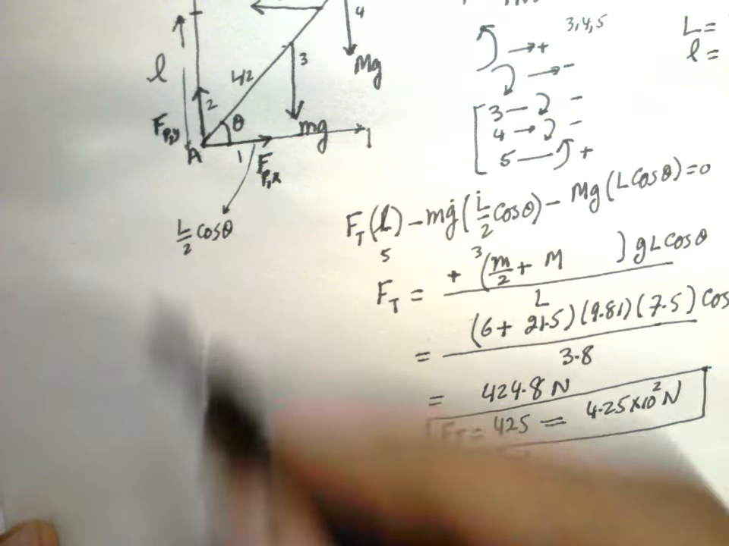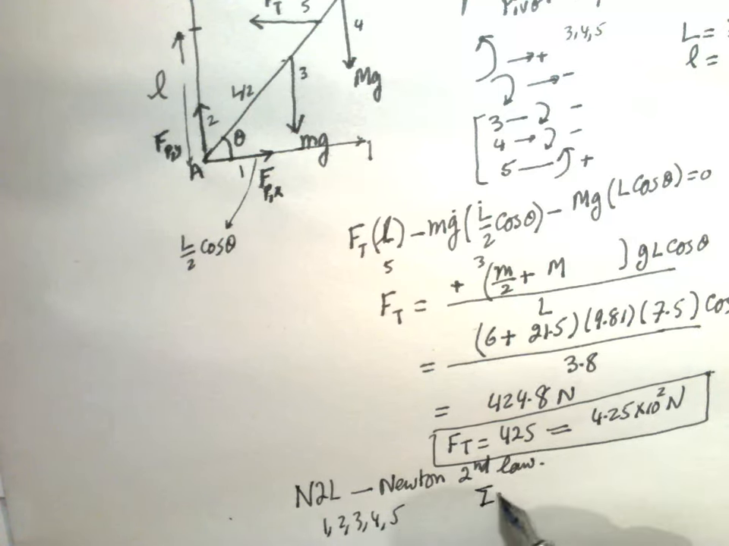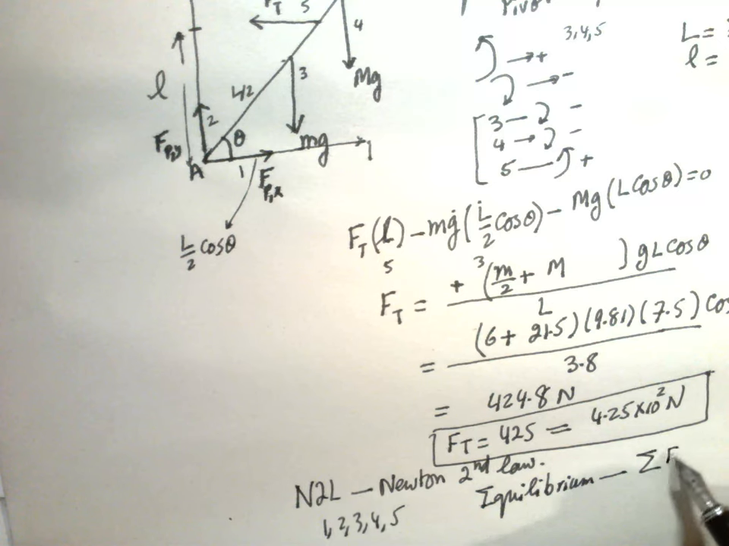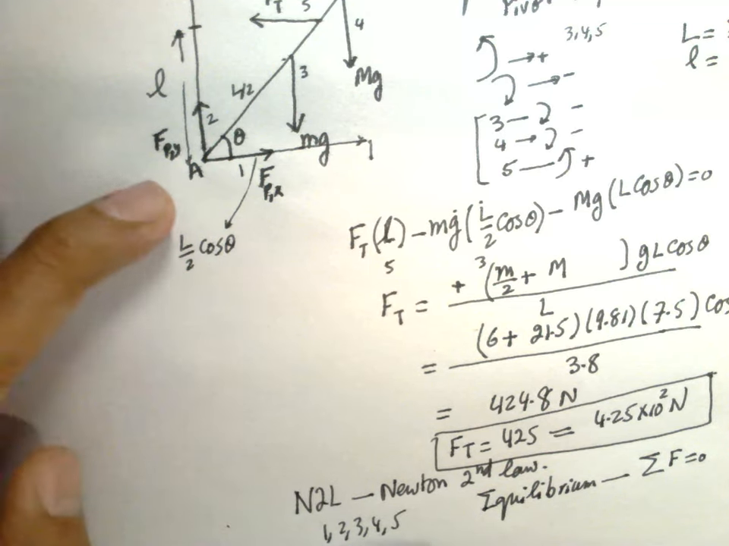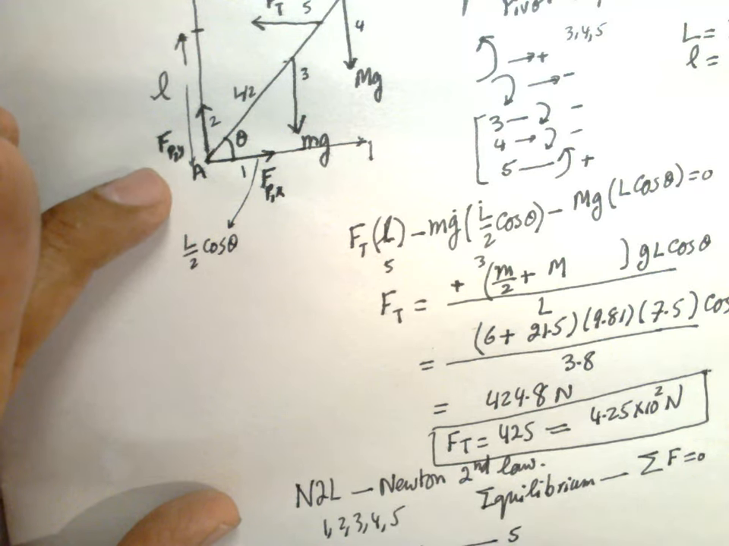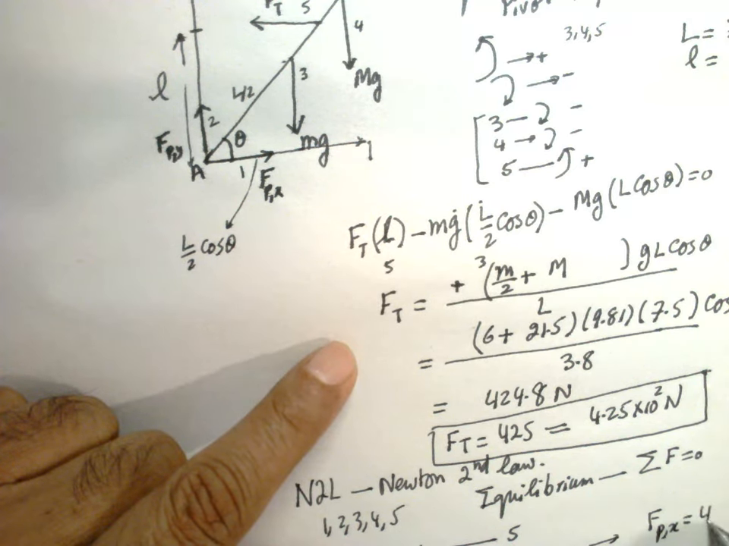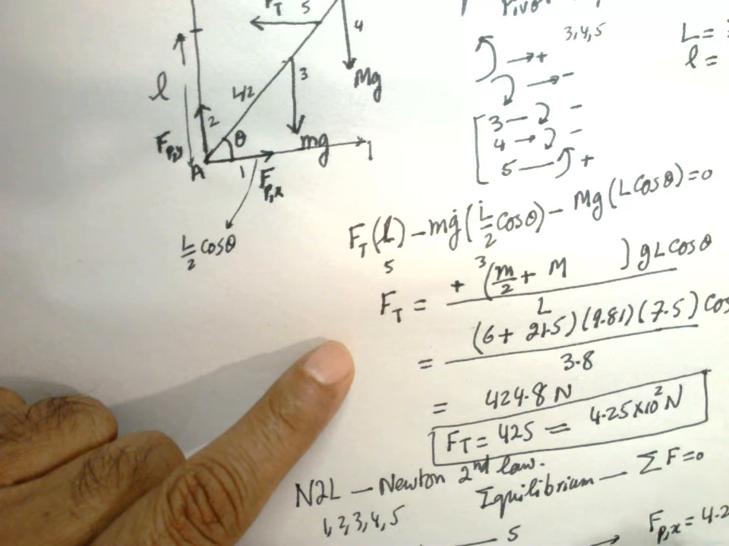Second law. So the force 1, 2, 3, 4, and 5. If this is equilibrium, that means net force is equal to 0, Fx. So x, 1 and 5. 1 is F pole x minus Ft is equal to 0. That means Fpx is equal to Ft, and Ft we have found, which is equal to 4.25 into 10 to the power 2 newtons.